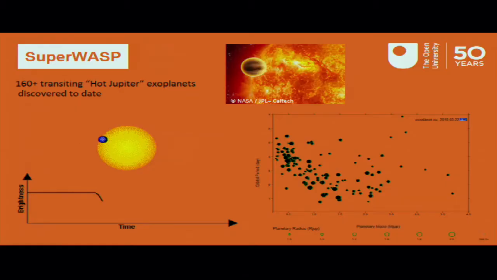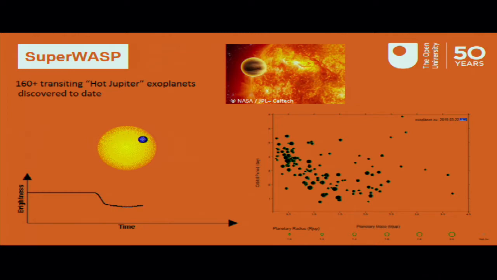So the main aim of SuperWASP was to detect transiting exoplanets, planets orbiting other stars that pass in front of the star as seen from our line of sight. And it's been very successful at that. When a planet the size of Jupiter passes in front of a star the size of the Sun, it will block about 1% of the starlight, so causing this characteristic dip in the light curve. And from that, you can work out the size of the planet, and from other methods that I'll talk about later, we can also work out the mass of the planet.